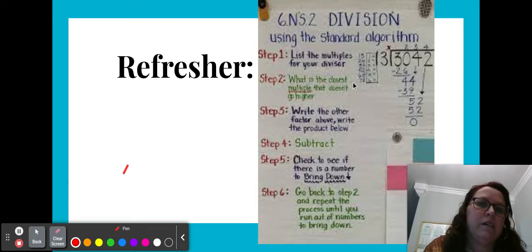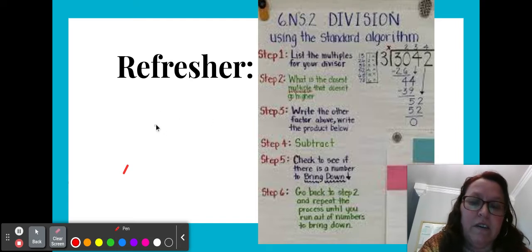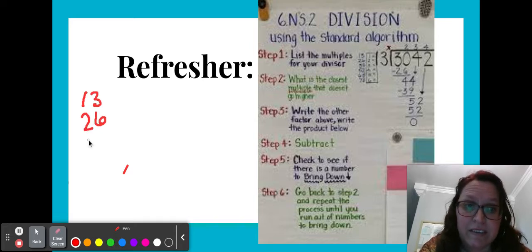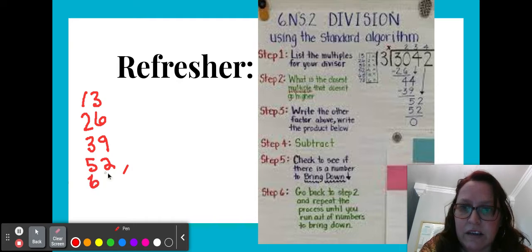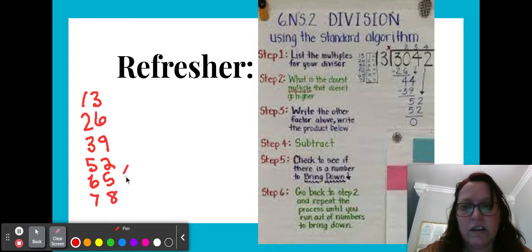So with this problem right here, here's a perfect example of how to do it. The first thing that they suggest doing is list the multiples of the divisor. So if I'm doing 13, I'm going to do 13. 13 plus 13 is 26. 26 plus 13 is 39. 39 plus 13 is 52. 52 plus 13 is 65. 65 plus 13 is 78. 78 plus 13 is 91.